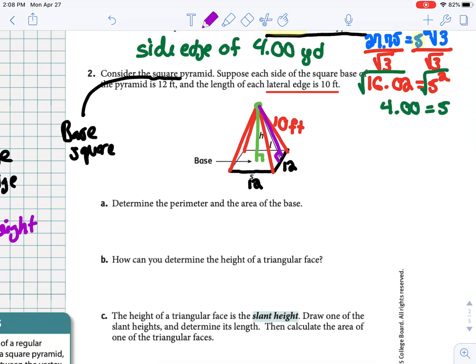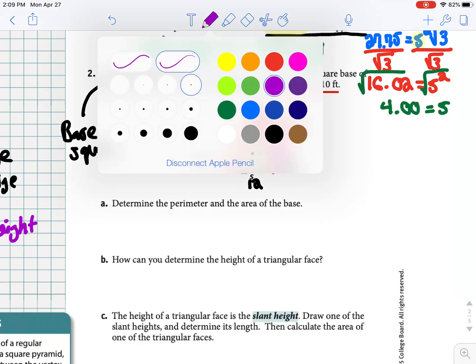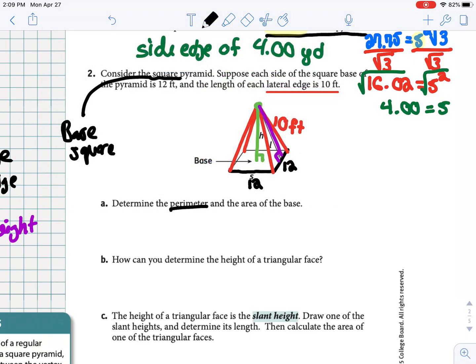So now that we've labeled a few parts of this square pyramid, let's go back and try to look at finding areas and some surface area and some lateral area. So we're going to start out by some basic things that we can do right away. It says find the perimeter and area of just the base.